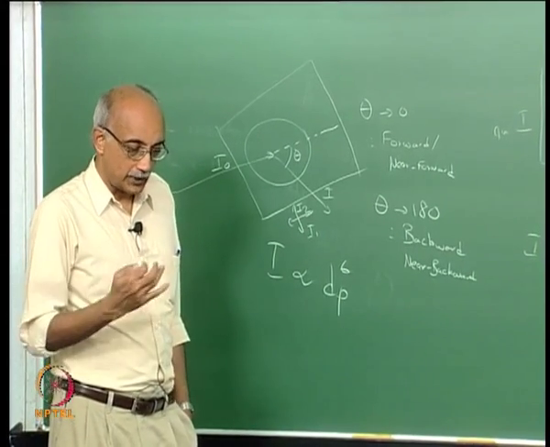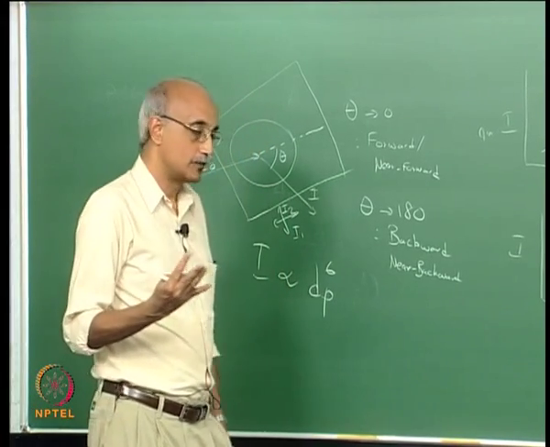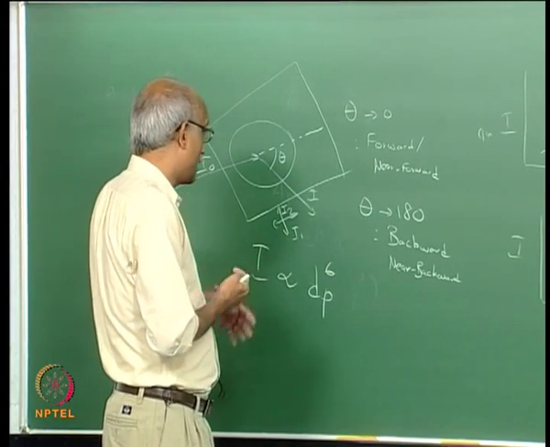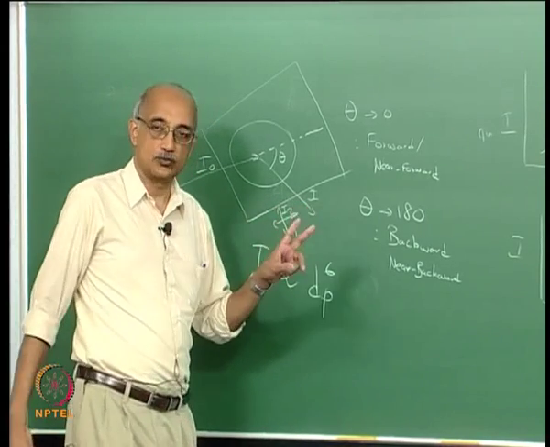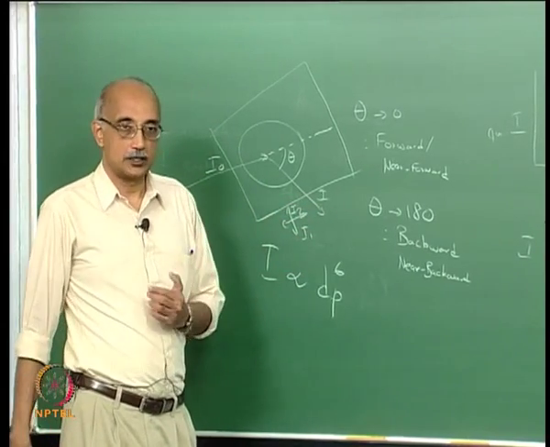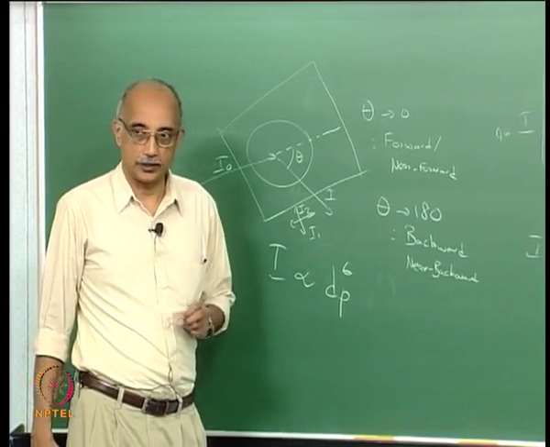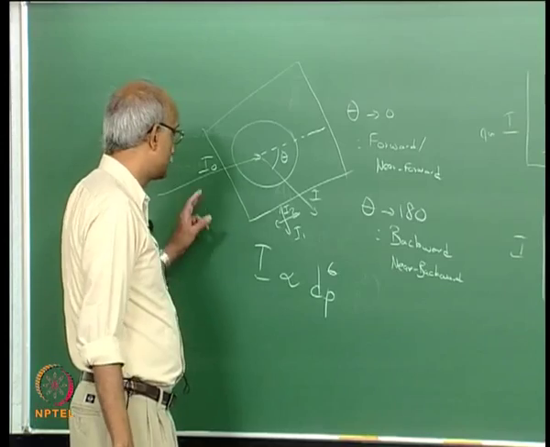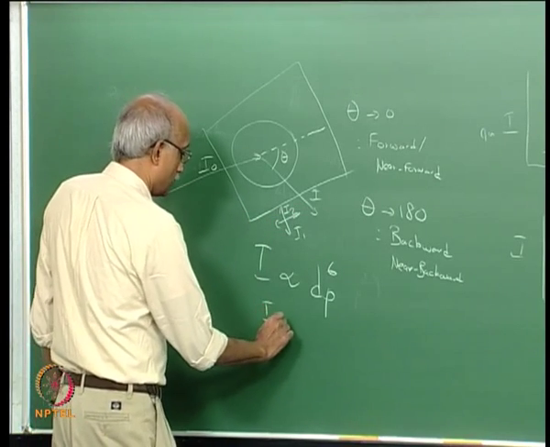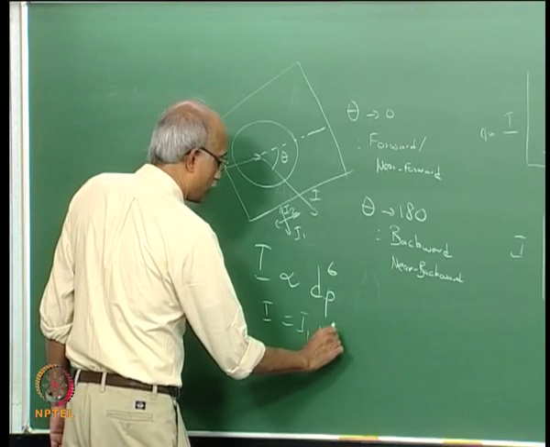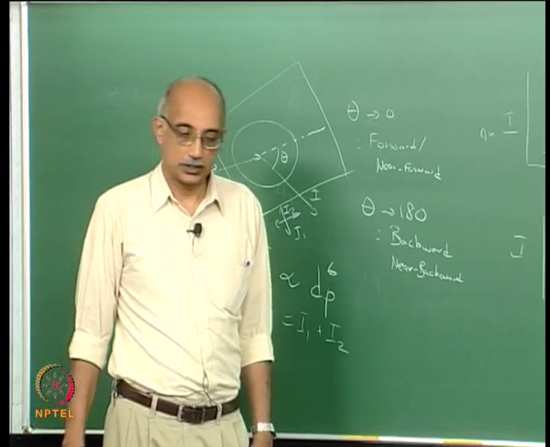Scattering does not affect the polarization of the light. In other words, if I0 has polarized light in these two components I1 and I2, the scattered light will also have the same components that are polarized in an identical fashion. And so the scattered light I is the sum of I1 and I2, which are the two polarized components of the light.